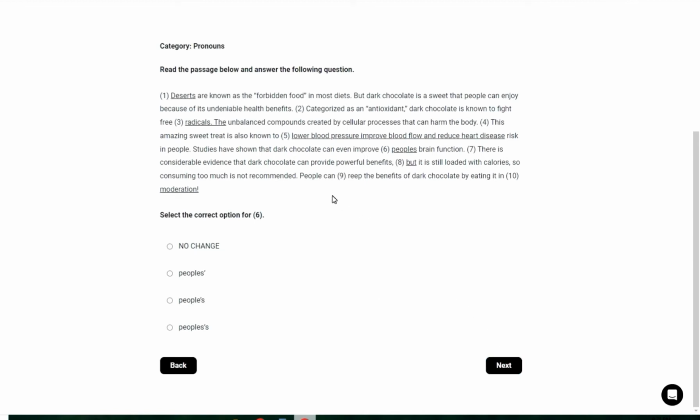For 6, studies have shown that dark chocolate can even improve people's brain functions. Okay, see what you guys get here.